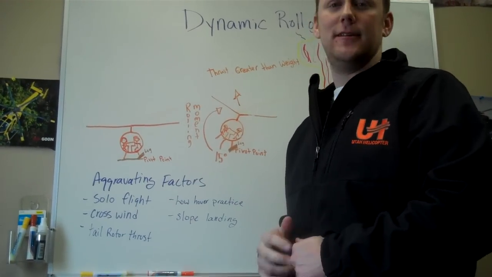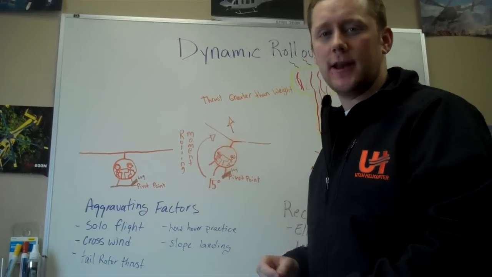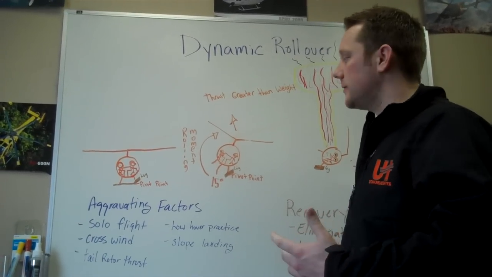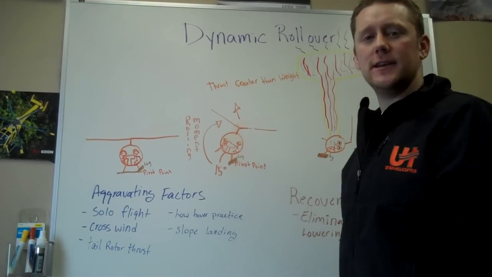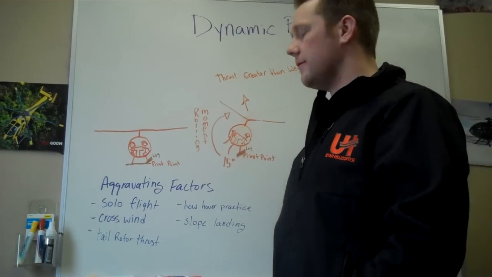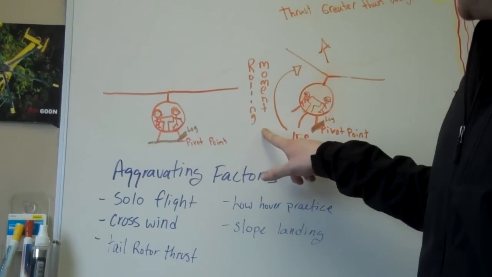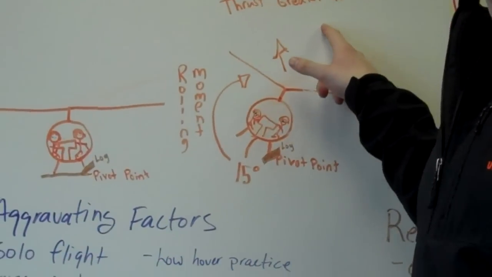Alright, so today we're going to talk about dynamic rollover. Dynamic rollover is a condition of powered flight where the helicopter tends to roll over onto its side. In order for us to get dynamic rollover in our helicopter, we have to have three things. You have to have a pivot point, thrust or rolling moment, and thrust greater than weight.